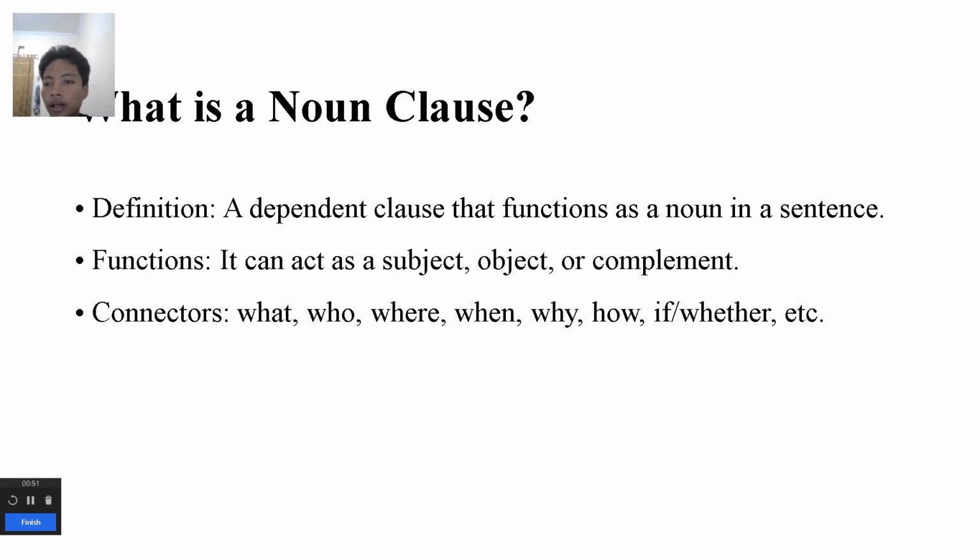So what exactly is a noun clause? A noun clause is a dependent clause that functions as a noun within a sentence. This means it can act as a subject, a direct object, or a complement. In our field of informatics engineering, we use this clause very often to describe technical requirements, system logs, and programming logic. It helps us communicate complex information more effectively.